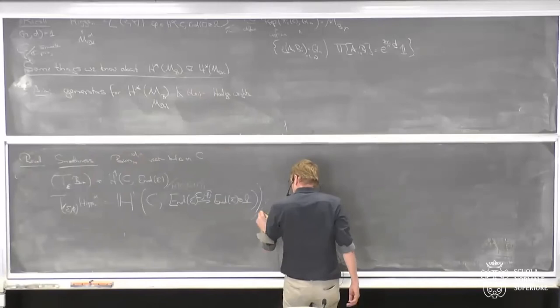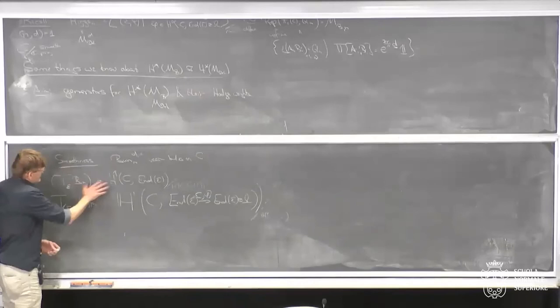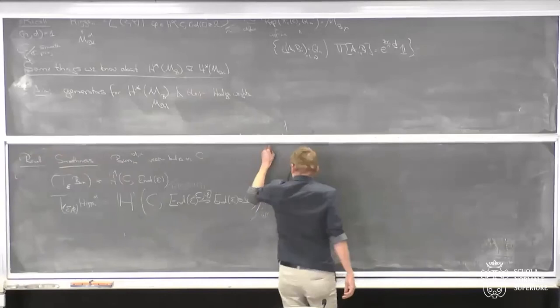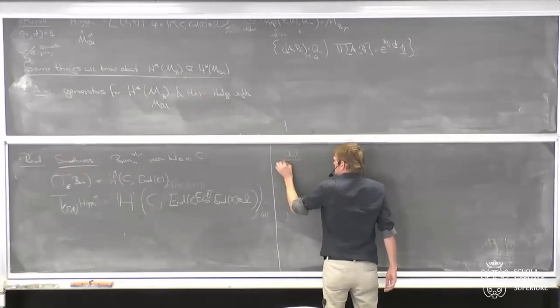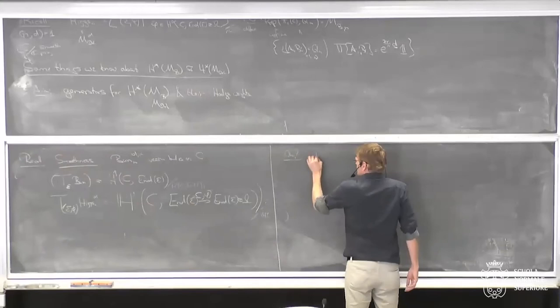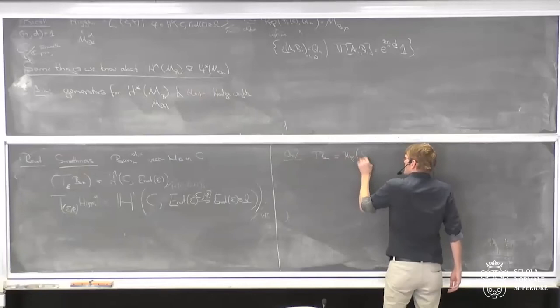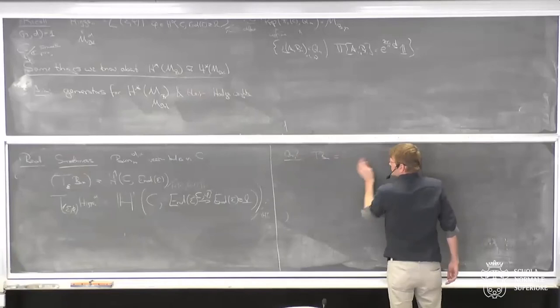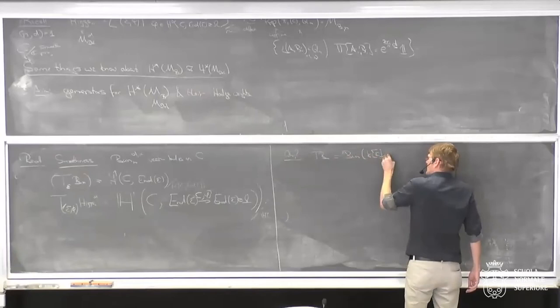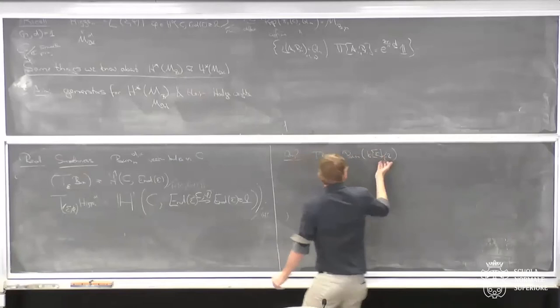So maybe it's good to recall why this is true. There are many ways to see this. A short reminder: for an algebraic variety, the points of the tangent space are the maps, the K[epsilon]-valued points where epsilon squared is zero.